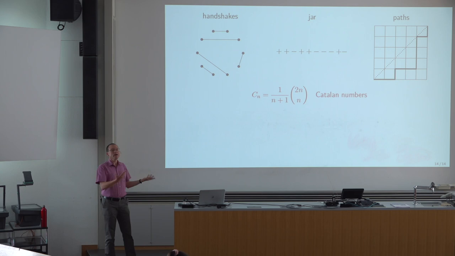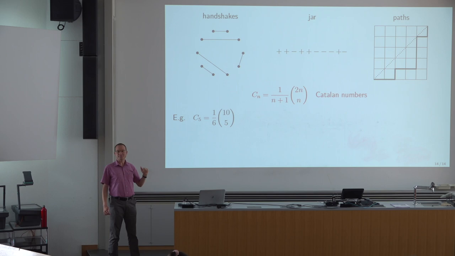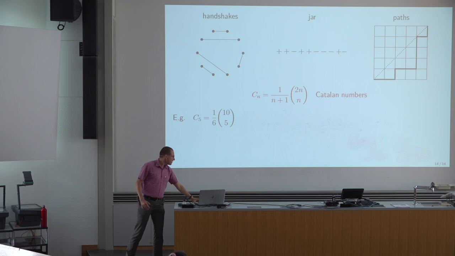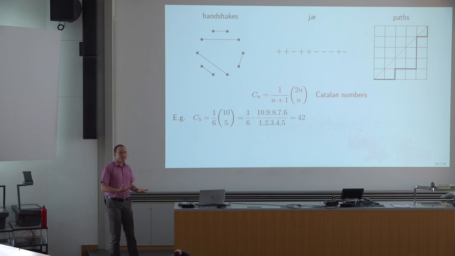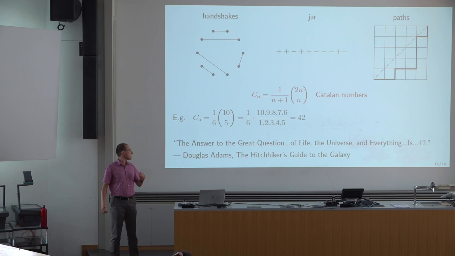Well, if you want to compute C5, for example, you just plug in 1 over 6 and then the binomial 10 choose 5. You work it out, 10 choose 5 as a fraction. You cancel a lot and you get 42. Why is 42 such a special number? Because of this quote from Douglas Adams, The Hitchhiker's Guide to the Galaxy. The answer to the great question, the ultimate question of life, the universe and everything is, he says, apparently 42. Thank you.